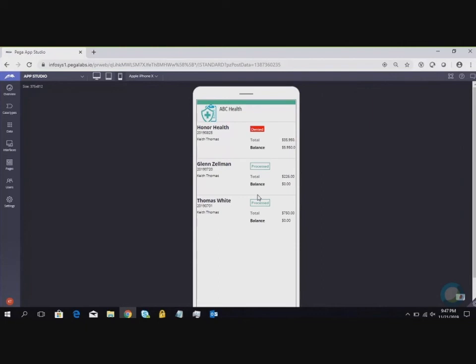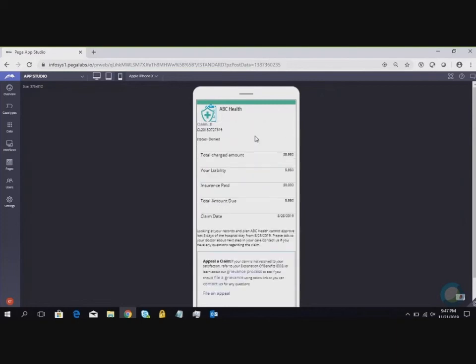he wants to look at all the claims that he had submitted. He sees from the list that the Honor Health claim, which is for the hospital submission, was in denied state. Instead of calling the health plan, ABC Health, he wants to quickly file an appeal right there. And what you will see is he gets to the details of the claim itself.